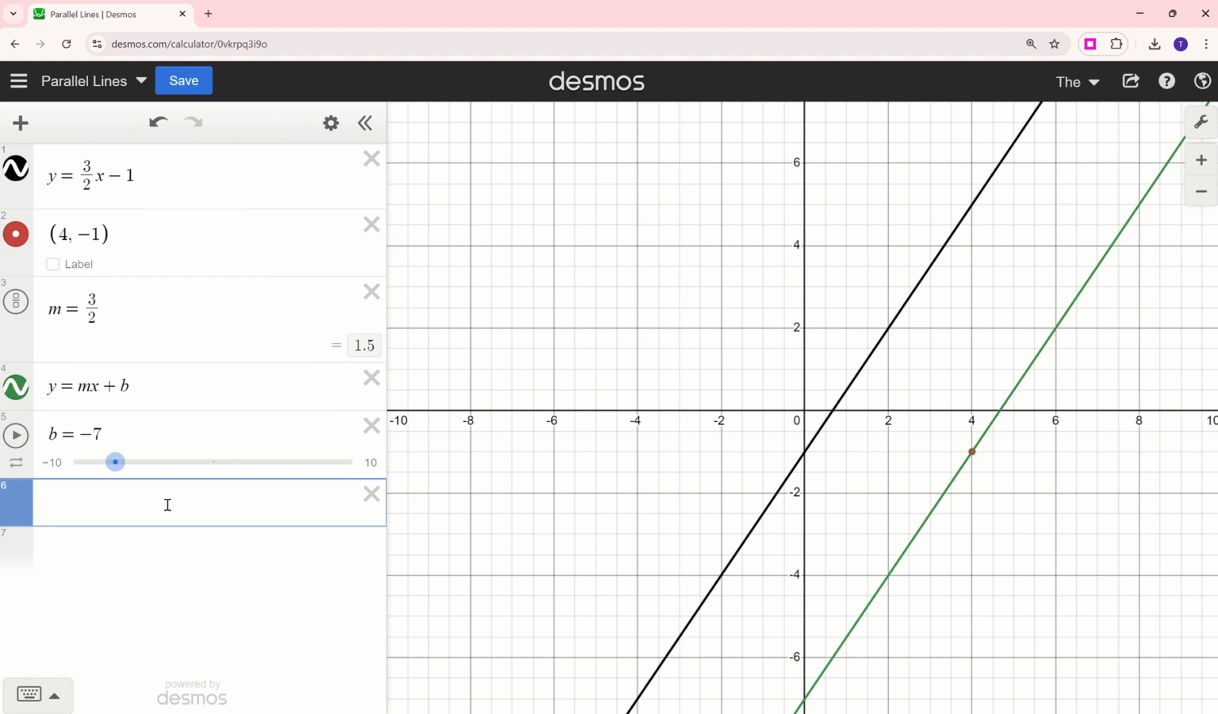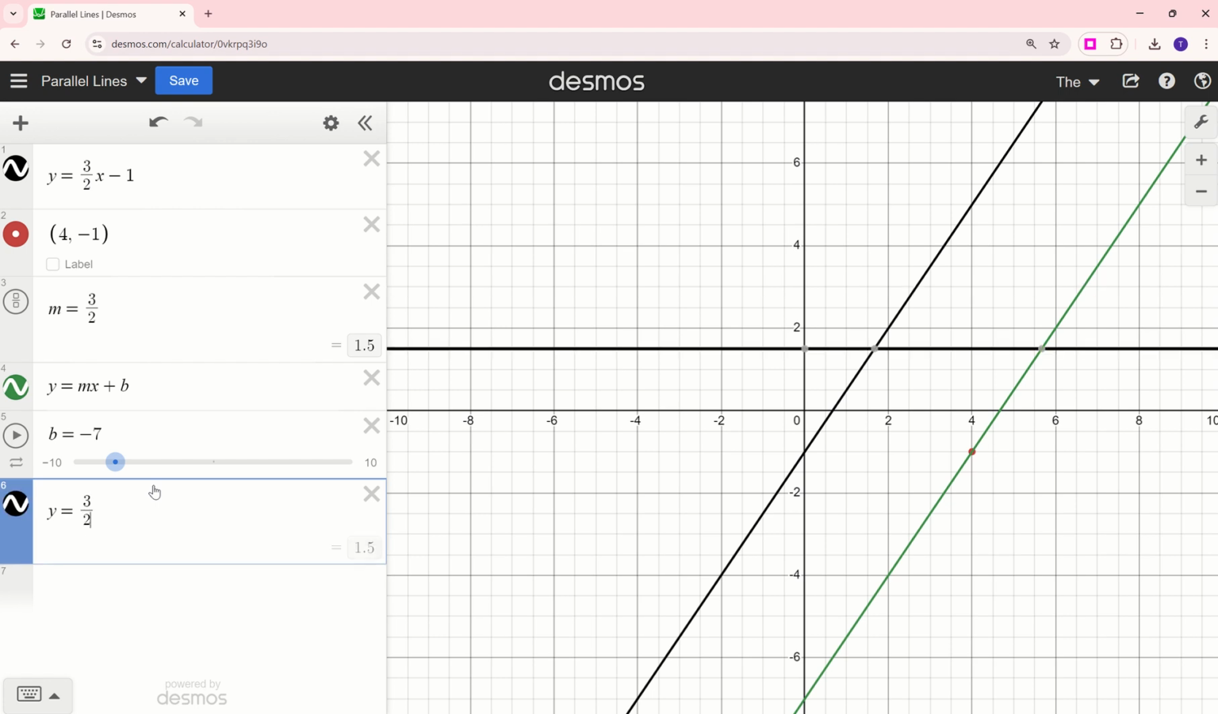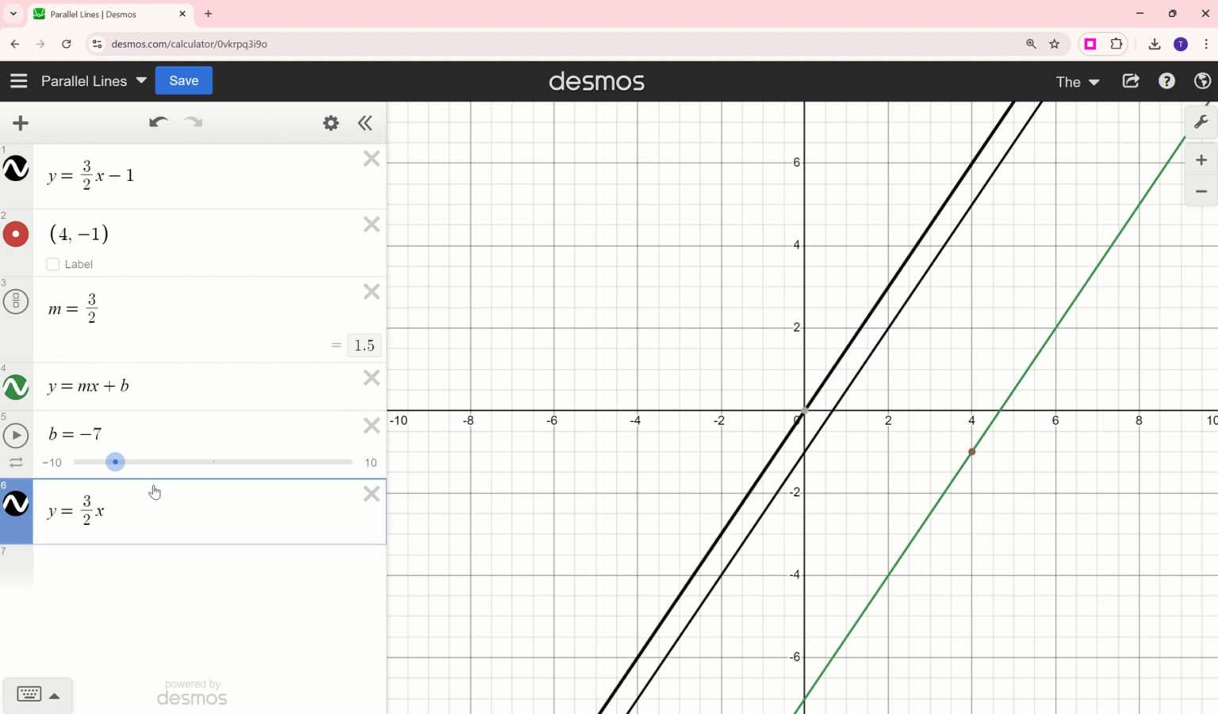On line 6, we're going to combine what we know from lines 3 and 5. In line 3, we see that the slope is 3/2, and the y-intercept is -7. So I'm going to write y equals 3/2x minus 7. And you can see that when I do this, the color of that line changes. That's how I know that I've written the equation correctly in line 6.